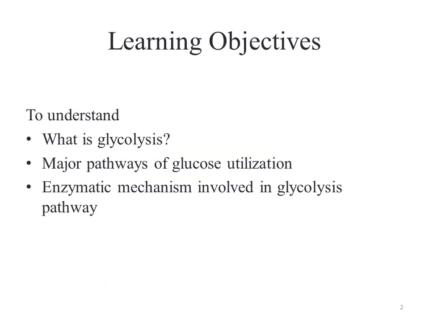Because in the previous lecture, I told you that both types of respiration have a common process of glycolysis, and after glycolysis they adopt different routes during the process of respiration. So in today's lecture, I will explain what is glycolysis, what is the major pathway of glucose utilization, and what is the enzymatic mechanism which is involved in the glycolysis pathway.